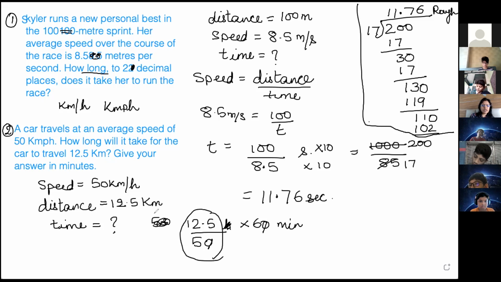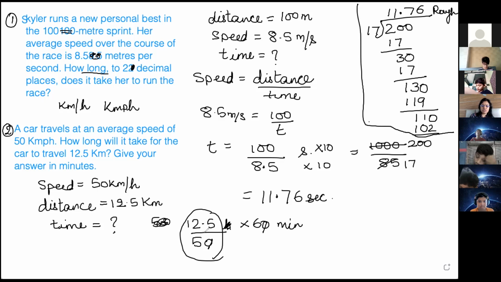Ma'am, I got 50 upon 12.5. No, it is wrong. How 50? No, it is 12.5 upon 50. Ma'am, you wrote the distance well, but 50 kilometers is the speed, right? Yes. So speed will come in the denominator. Time goes here. Distance will remain on top. Okay, got it. Time and speed.